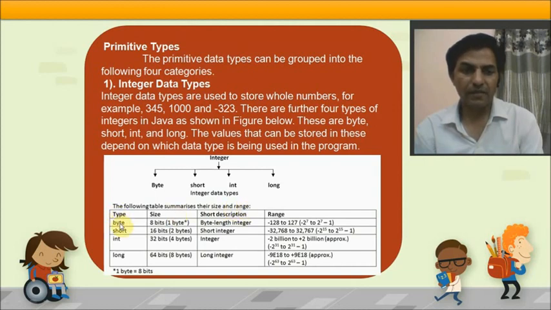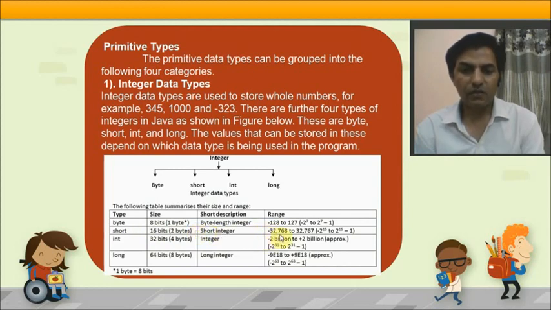Type, that is byte, short, int, long. Now, the first one is byte. Its size is 8 bits, that is 1 byte. It stores a byte-length integer that ranges from -128 to +127, that is -2 to the power 7 to 2 to the power 7 minus 1. Second is short. Its size is 16 bits, that is 2 bytes. It is used for short integers.